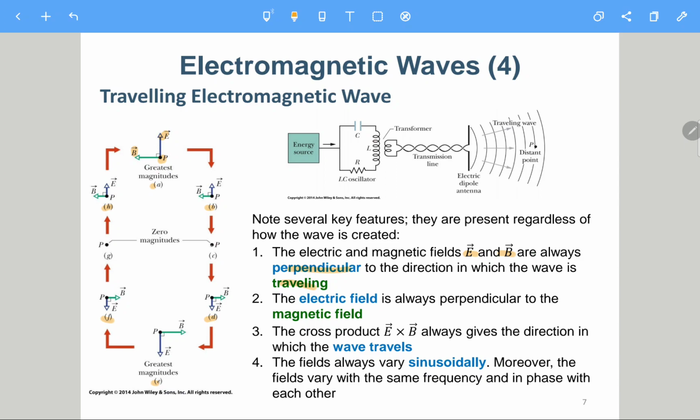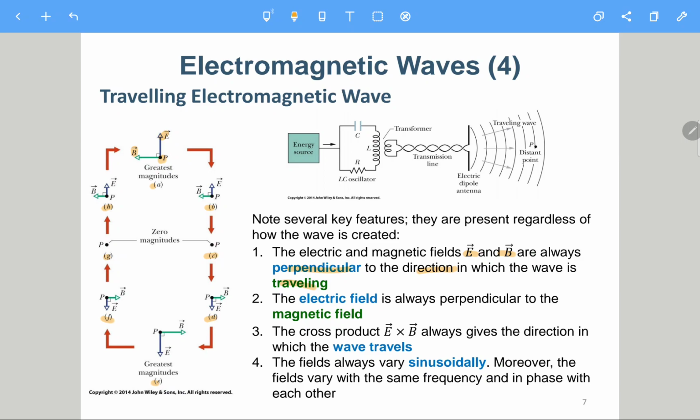Or maybe you will consider for C and G, both the B field and E field are zeros, but this is just an exceptional case. But for almost all of the time, the B field and E field are on the screen, in this case, if the propagation direction of the EM wave is out of the page. So the E field and B field are always perpendicular to the direction of the wave propagation.